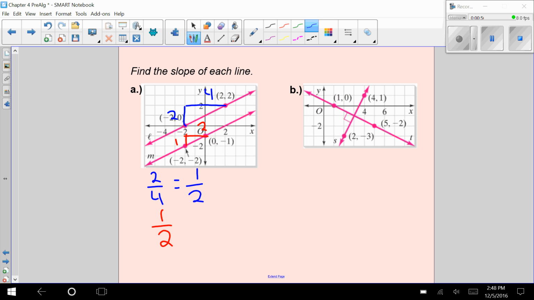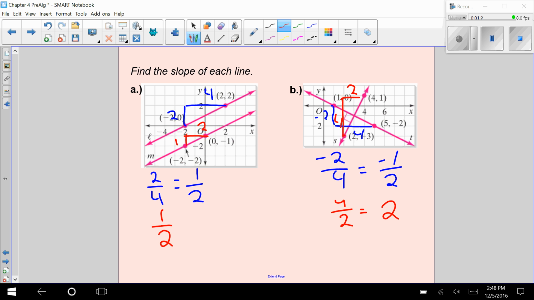For letter B, you'll notice that they are perpendicular. We've got that 90-degree angle symbol there. Let's start with this one. We start on the left-hand point. We go down 2, and then we go to the right 4. So our slope is -2 over 4, or -1/2. Then we look at the other one. We start on the left point. We go up 4, right 2. So our slope is 4 over 2, or just 2.